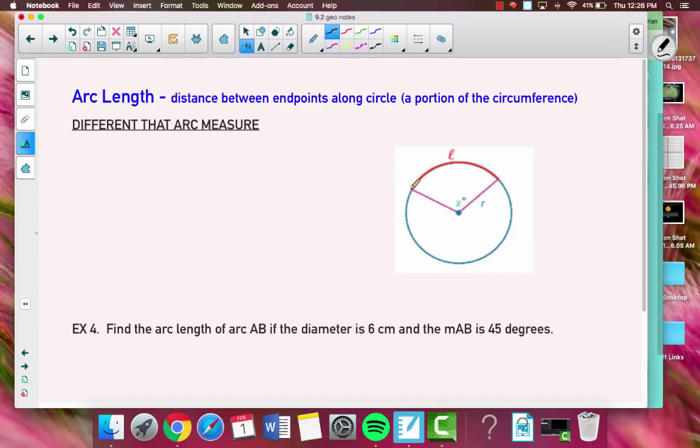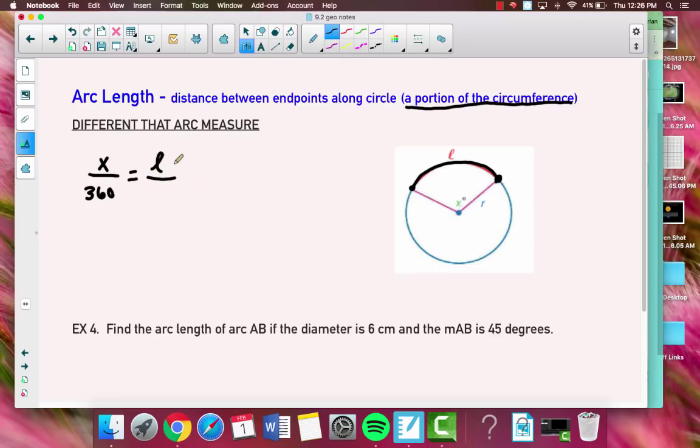The arc length is talking about the actual distance from one part of the arc all the way across to the other, not the degree. It's a portion of the circumference. Because it's a part of the whole circumference, we're going to set up a proportion, which is kind of nice. When you're asked to find the arc length, you're going to have the degree of the angle, which is a part of the whole circle, 360. So degree over 360 is going to be equal to the arc length, L, over the circumference.